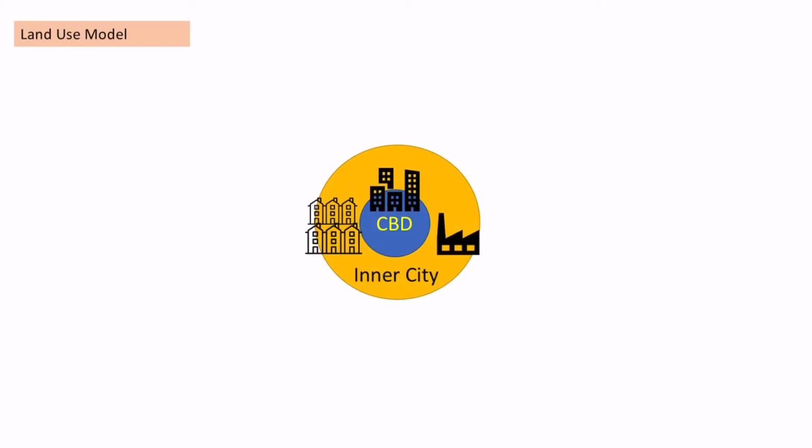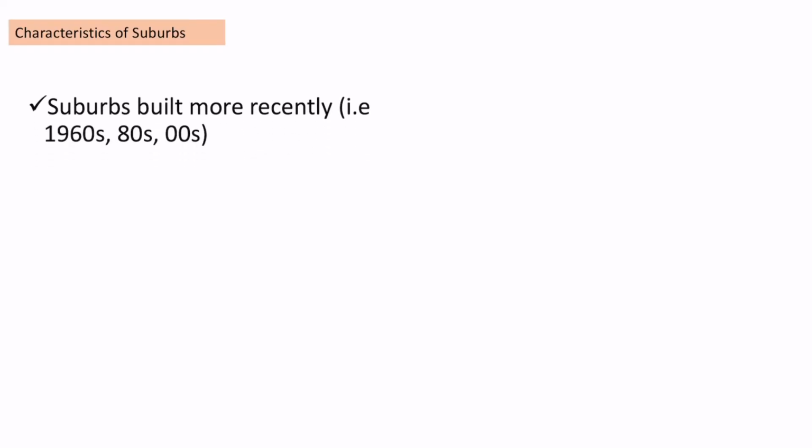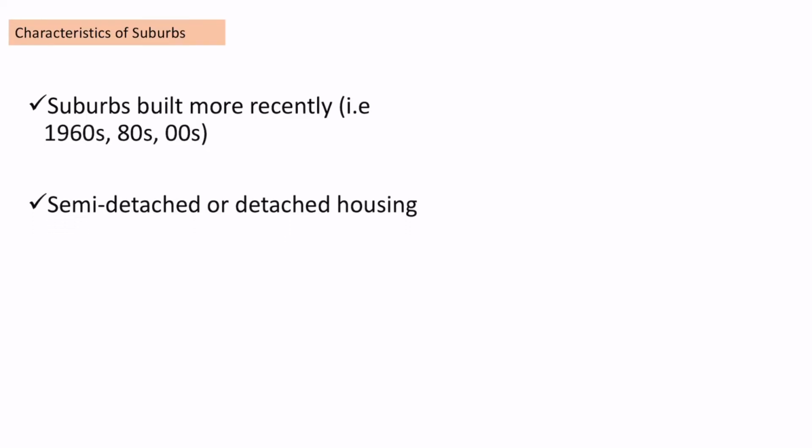In our urban land model, the inner city just outside the CBD has lots of packed housing, terrace housing and some derelict old industrial units as well. Outside of this, we would find the suburbs, and the density of the housing has gone down, but again it is residential. So we'll have lower density of housing and more green space, and these are houses that have been built more recently, sometimes in the last 30 or 40 years. They are going to be bigger houses, what we call semi-detached or detached housing.